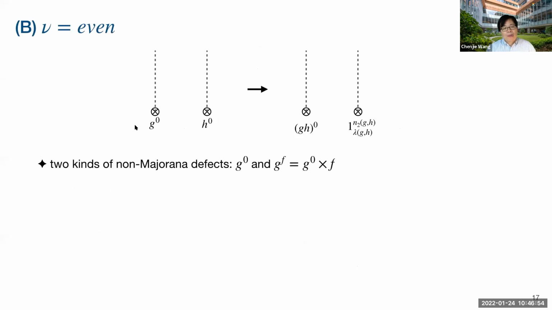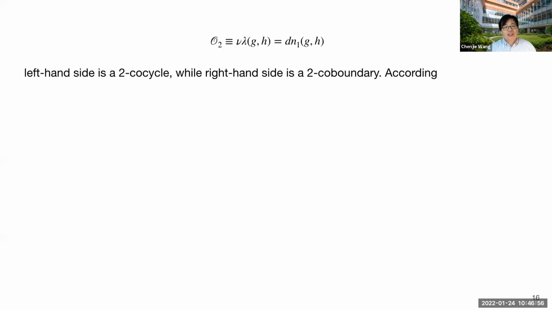For even nu, this obstruction O2 is trivial because it's even. All these equations are modulo 2, so this O2 is trivial. So 0 is a coboundary, and this equation always has solutions.